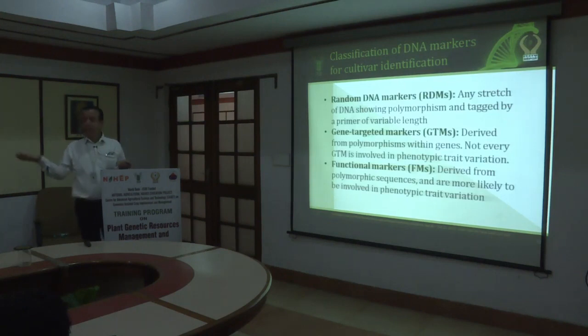For example, these can further be classified as random DNA markers, wherein we don't know or can't track in the genome where that marker is coming from. Or these can be gene targeted markers, or functional markers from the domains of genes which are responsible for a certain function.